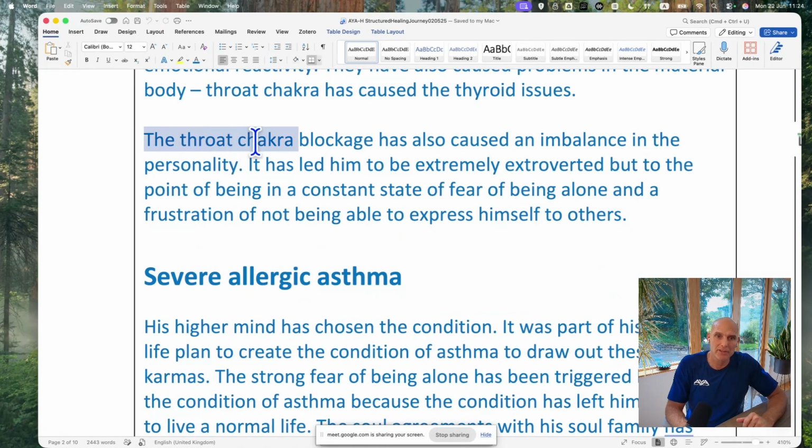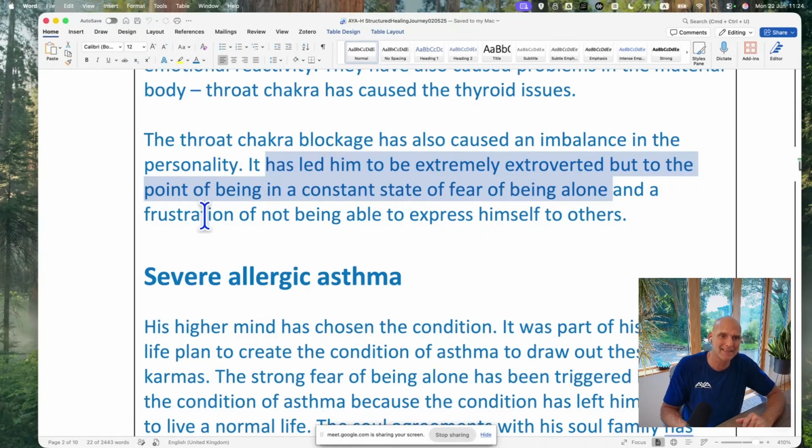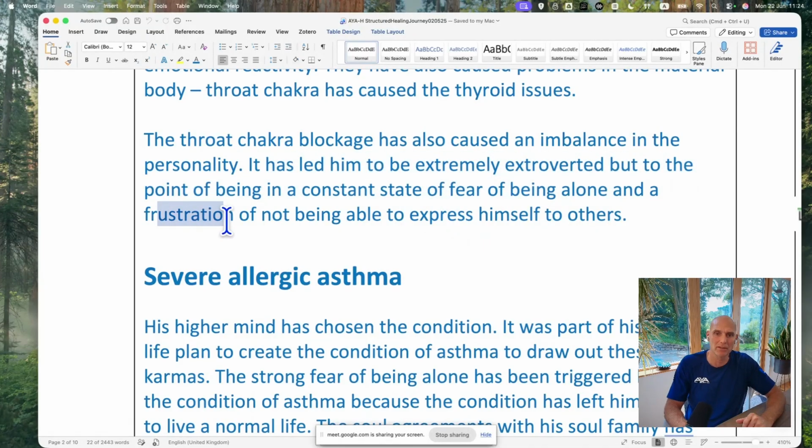Also, the throat chakra blockage has caused an imbalance in the personality. It's led him to be extremely extroverted, but to the point of being in a constant state of fear of being alone. And frustration as well, of not being able to express himself to others. That's why he's constantly apologizing for it. Notice that in the meeting.